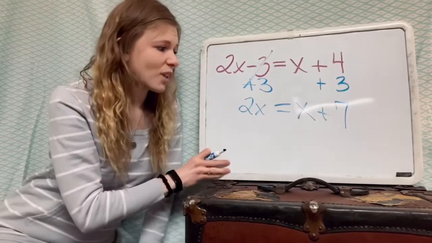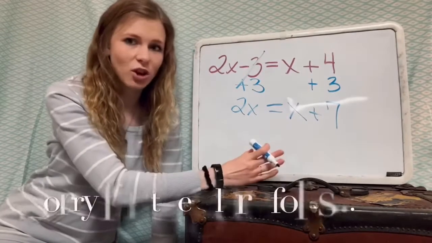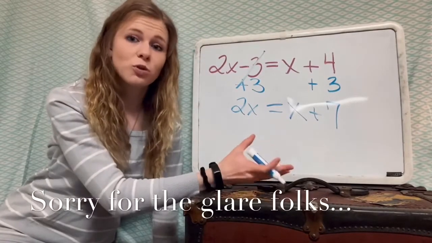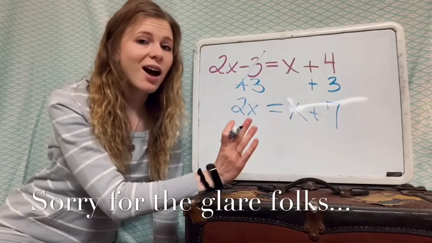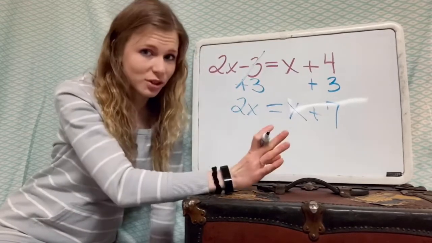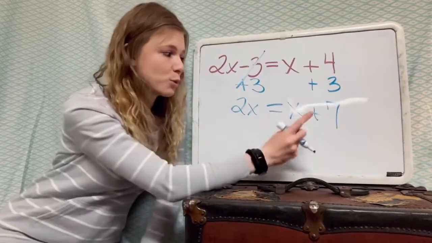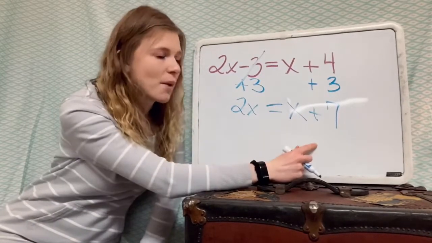Now, I am going to take what I have, and I notice 2x and x are like terms. Now I want to move one of those to the other side. Here's what I want to do. I know that in the end, I want to have variables on one side, numbers on the other side. I'm going to move the x to try to keep my variables on this side, my number 7 on this side.